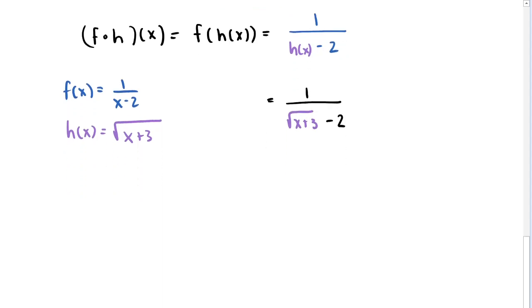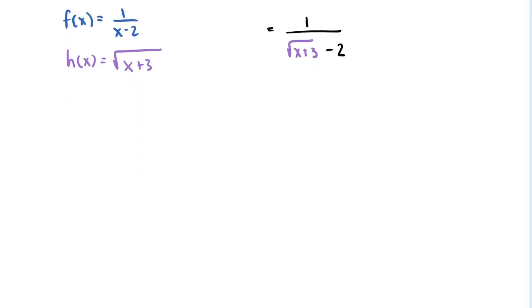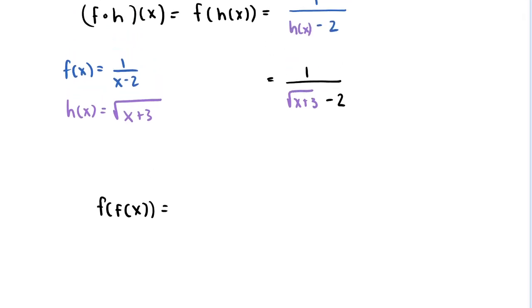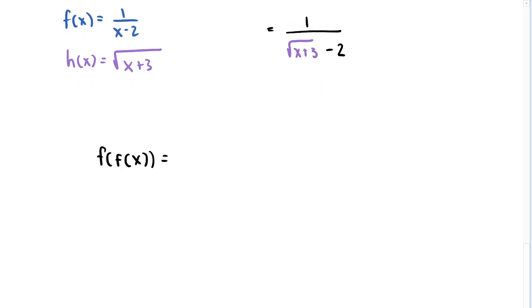Okay, so let's keep going. The next thing we wanted to do was evaluate f of f of x. All right, and so f of x was 1 over x minus 2. So we're going to take 1 over the input, take away 2. In this case, we have the input as f of x again.